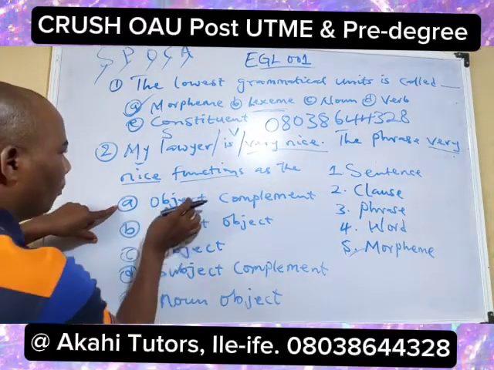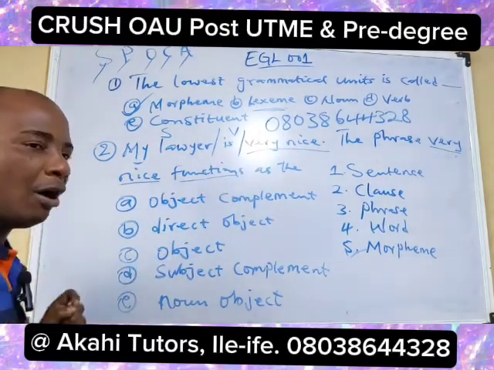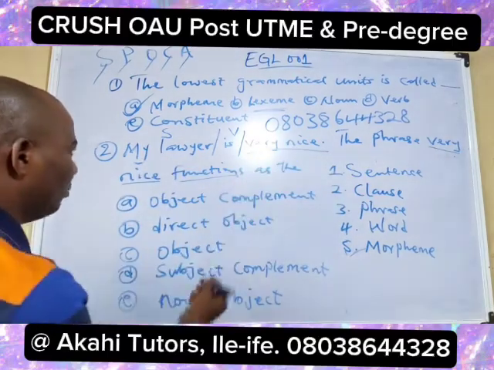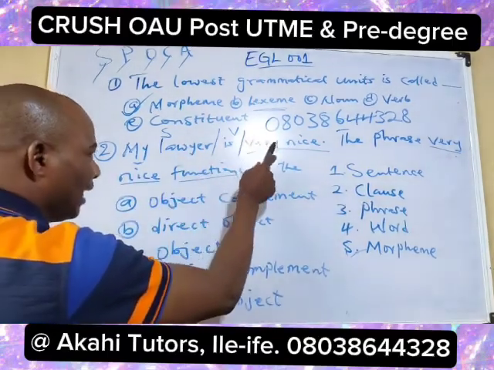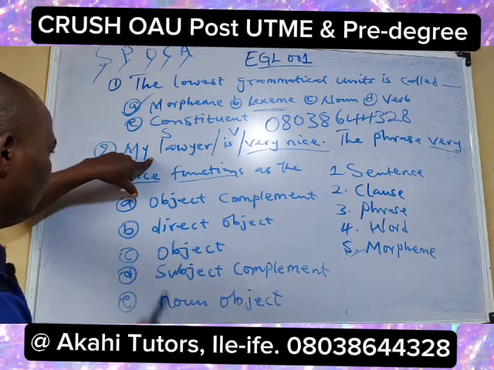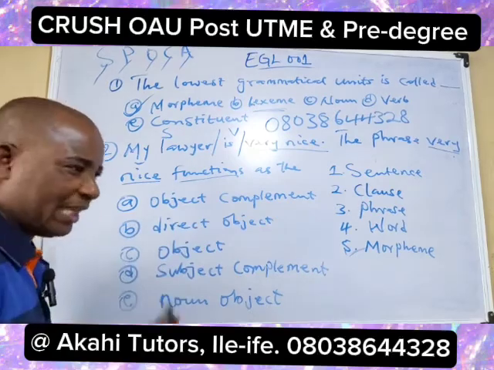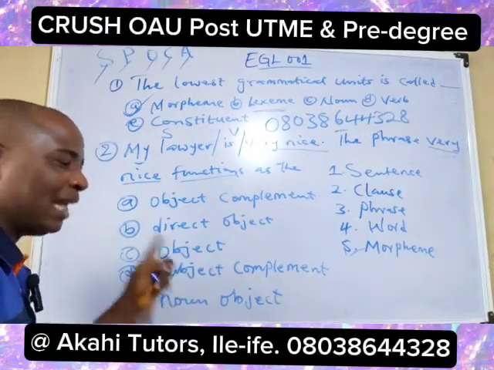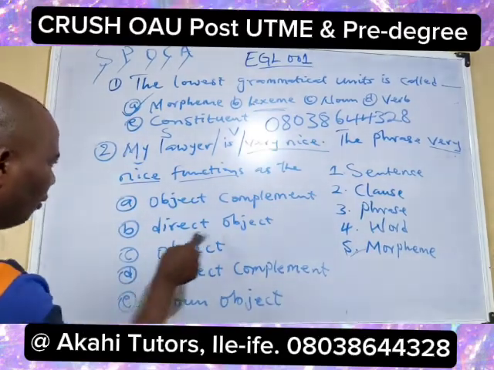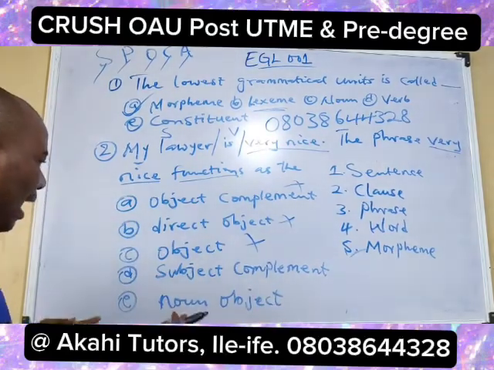We have option A, object complement. I've noted that this sentence does not have an object. So that means there is no object complement. Since there is no object, who is very nice here is my lawyer. So direct object, we don't have objects. When you have two objects, the first occurring one is called indirect object and the last occurring one is called direct object. We don't have objects. So all these options A to C are incorrect.